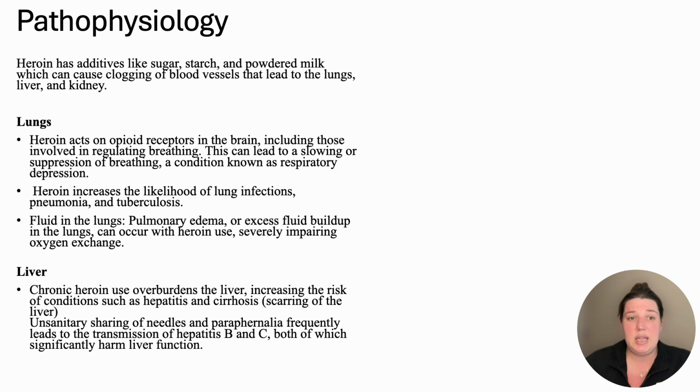With additives like sugar, starch, and powdered milk inside heroin, this can cause clogging of our blood vessels that lead to the lungs, liver, and kidney.